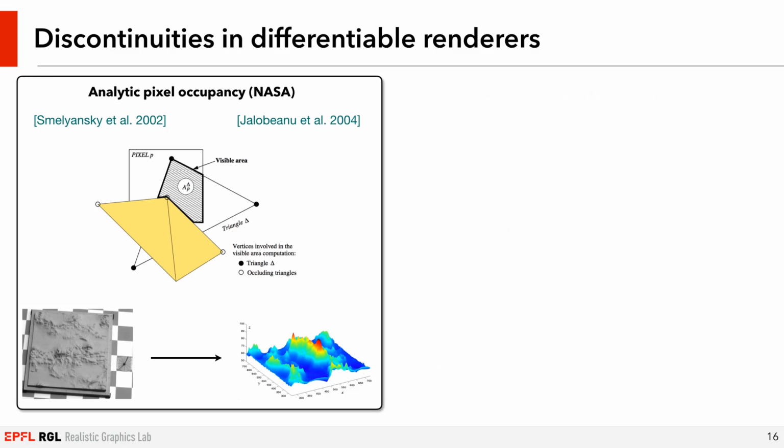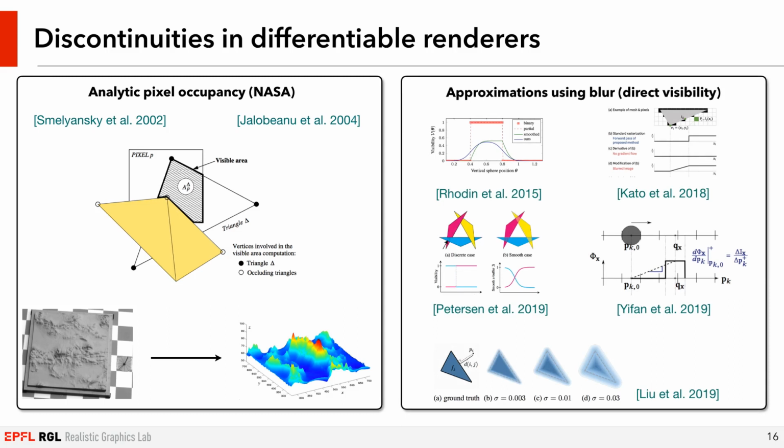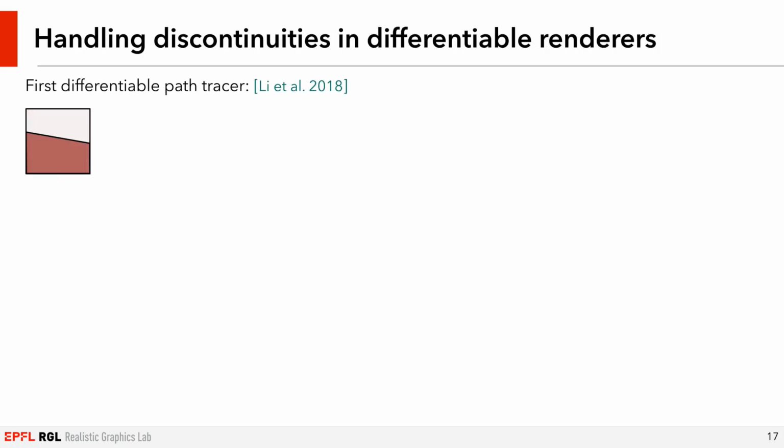analytically the visibility of triangles or by blurring the primitives in world space or image space. None of these methods is satisfying in the context of a modern differentiable path tracer with complex materials and indirect effects such as shadows and multiple scattering. Only recently, the first fully differentiable path tracer has been introduced by Lee and colleagues.